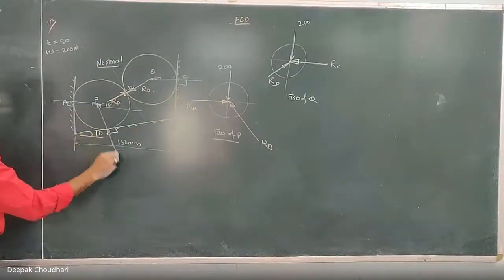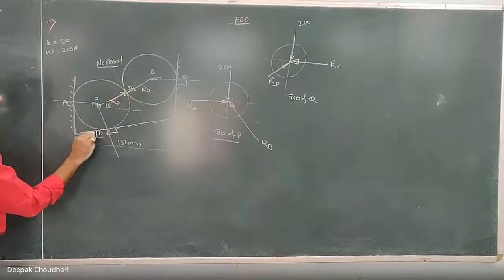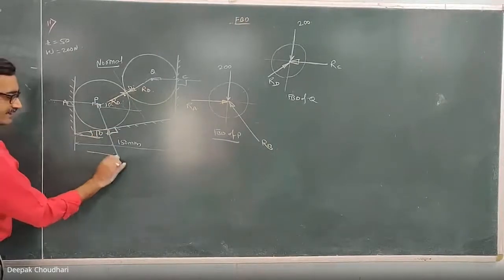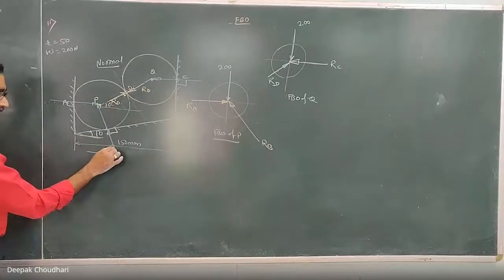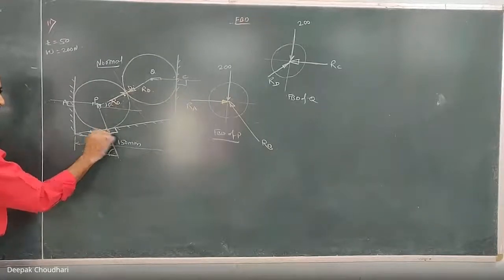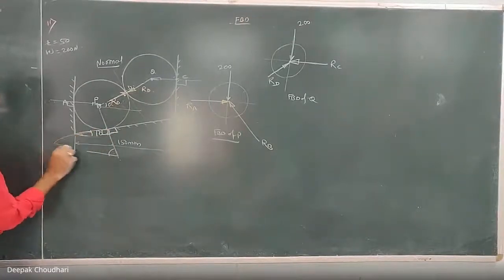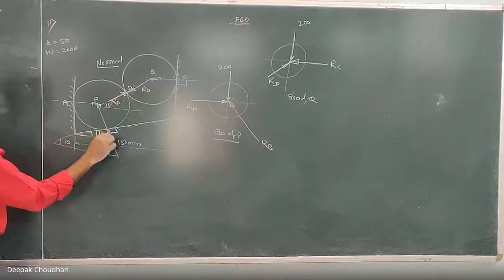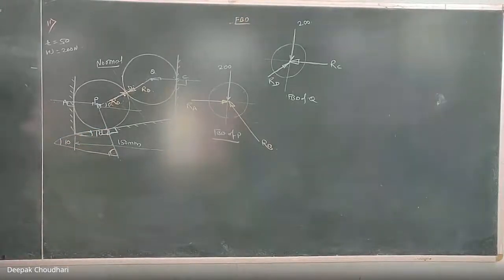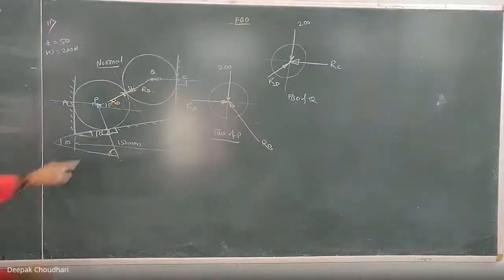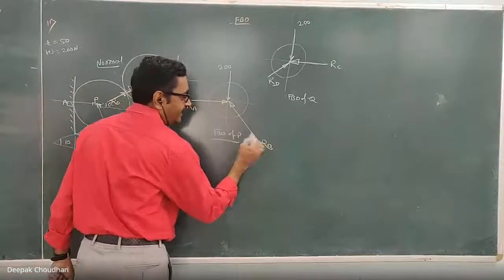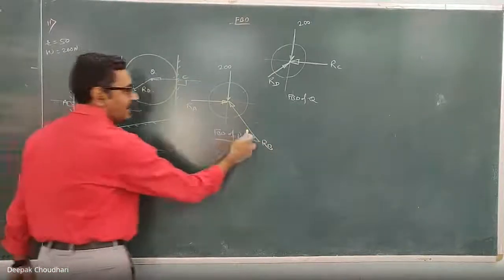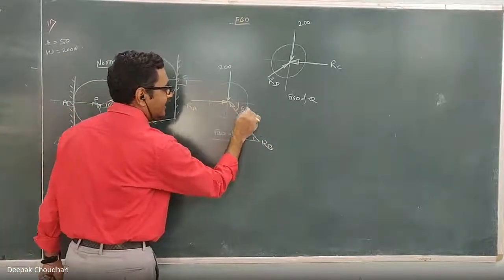Now since this line of action is normal to the surface, if the surface makes an angle of 10 degrees with horizontal, what is the inclination of the line of action of this RB with horizontal? If this is 10 and this is perpendicular, what will this angle be with horizontal? It will be 80. Here it will be 80 with horizontal. This angle will be 80, isn't it? This is 80, so this will be 80, alternate angle. Am I right?